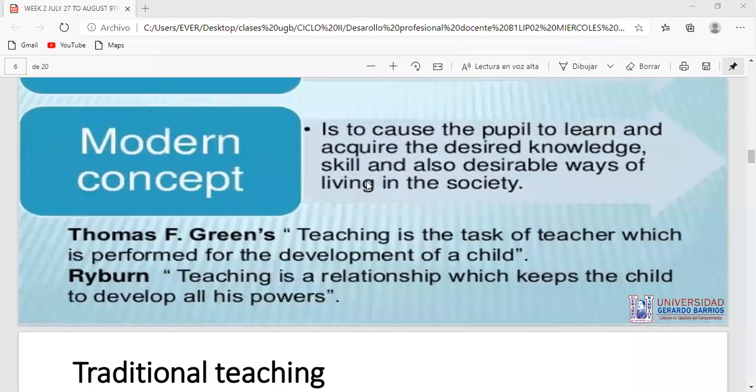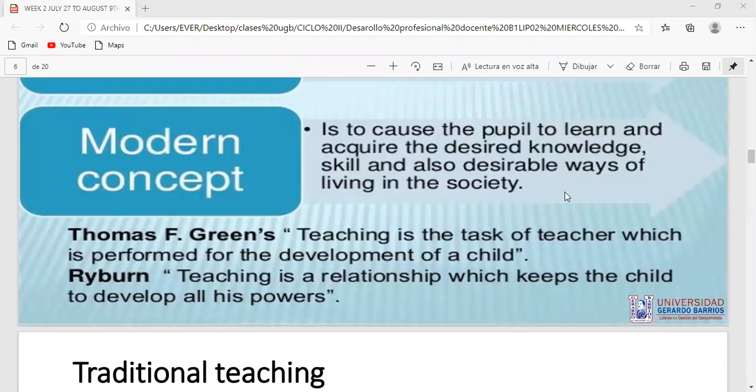So teaching goes beyond that. Teaching is inspiring. Teaching is exploring. It's letting students think and maybe discuss. Why not? So that happens in the modern concept. It says that it is to cause the pupil to learn and acquire the desired knowledge, skill, and also desirable ways of living in society.